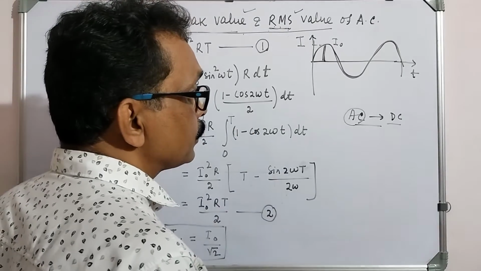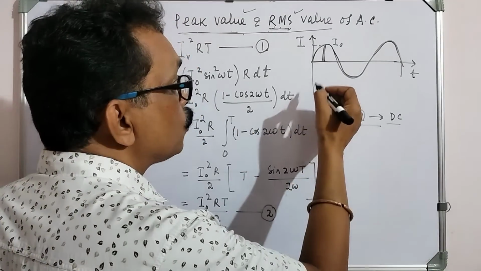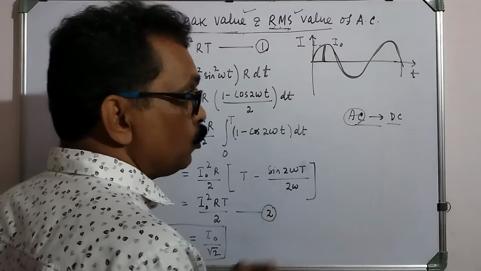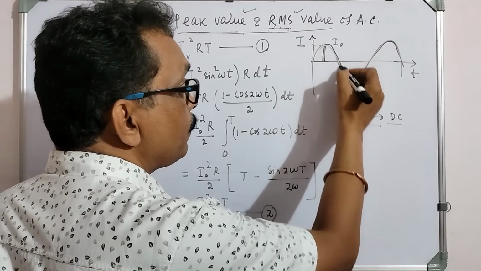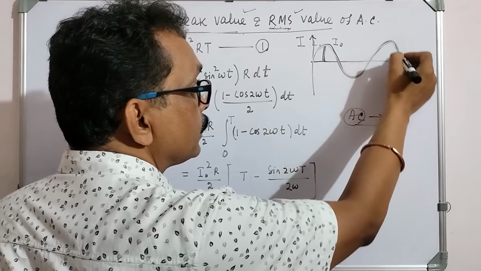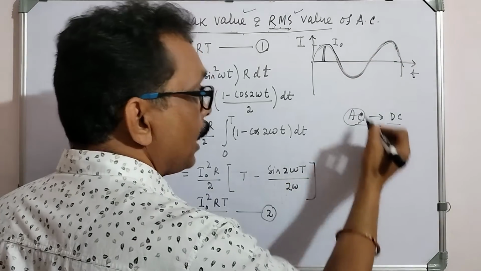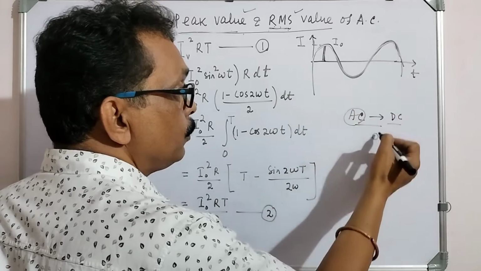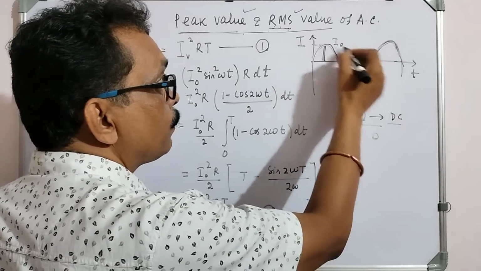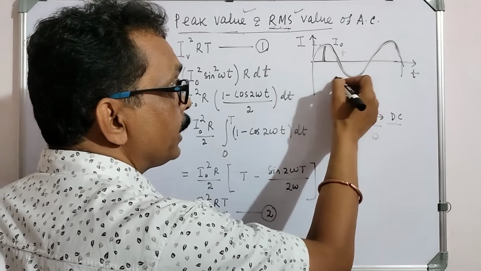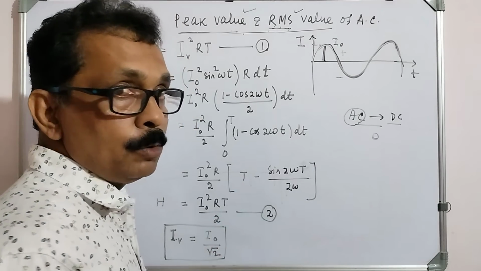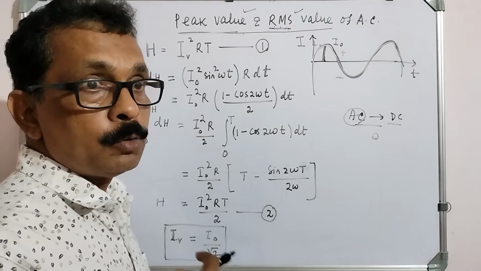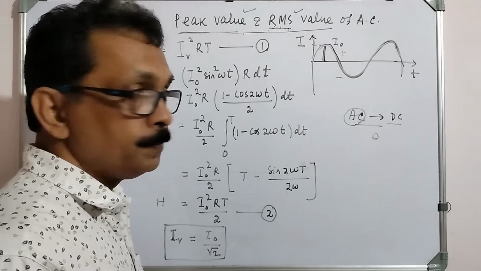RMS value means root mean square value. Why do we take the root mean square value? Because if you take the average value of AC, then it will be equal to 0. The average value of AC will be equal to 0 because the positive half is equal to the negative half. You cannot take the average value.